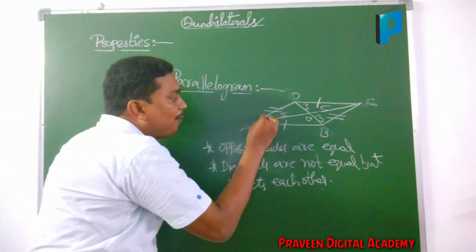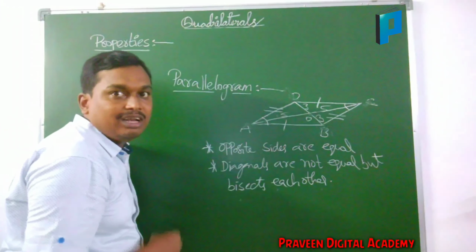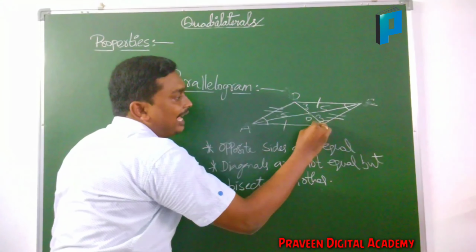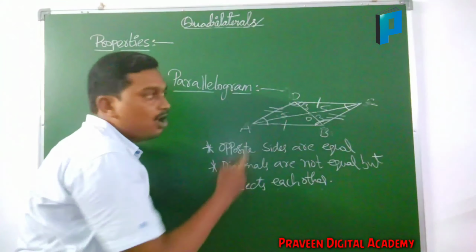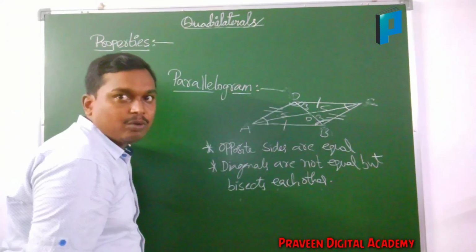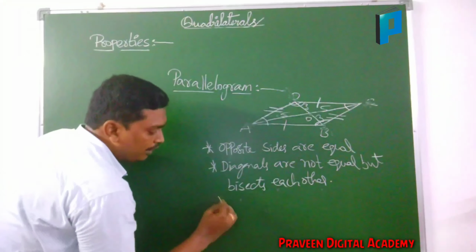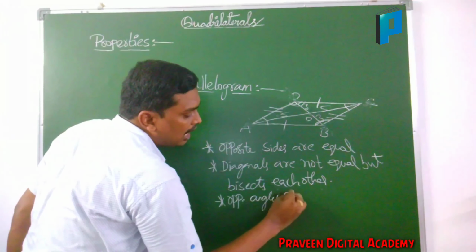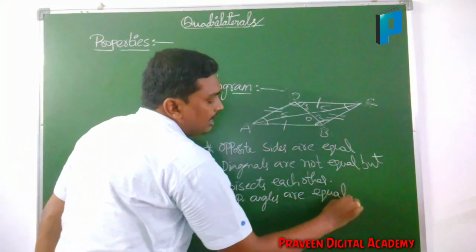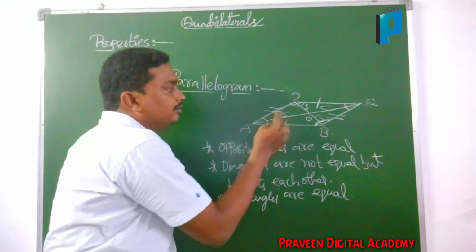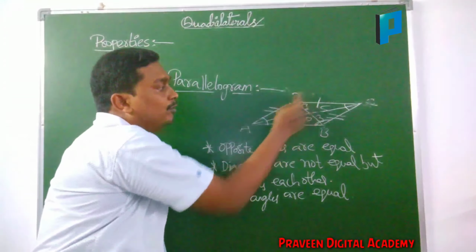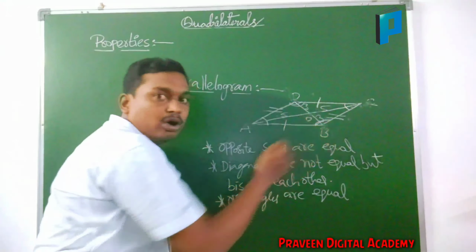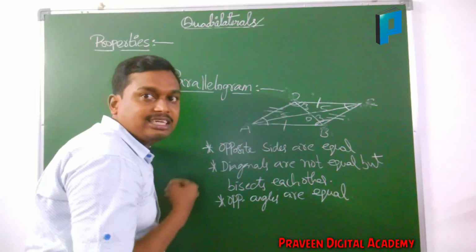And here opposite angles are also equal in the parallelogram. Means angle A is equal to angle C and angle B is equal to angle D. Opposite angles are equal in a parallelogram. What are the properties of a parallelogram? Opposite sides are equal, opposite angles are equal, diagonals are not equal, but bisect each other.